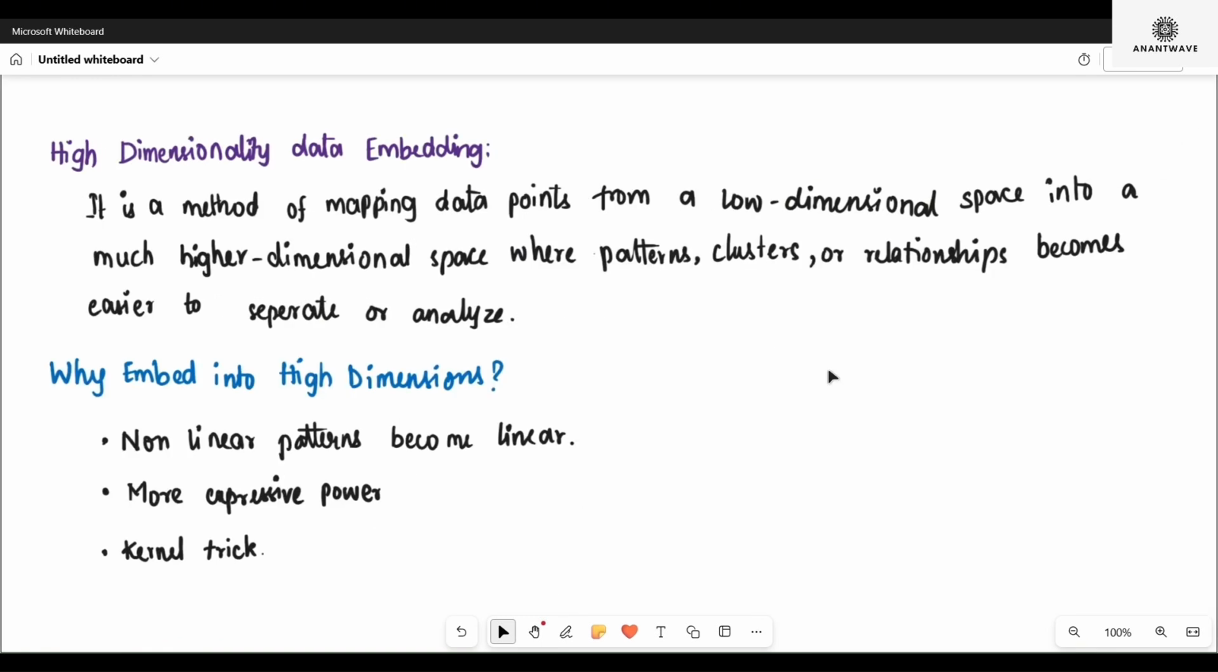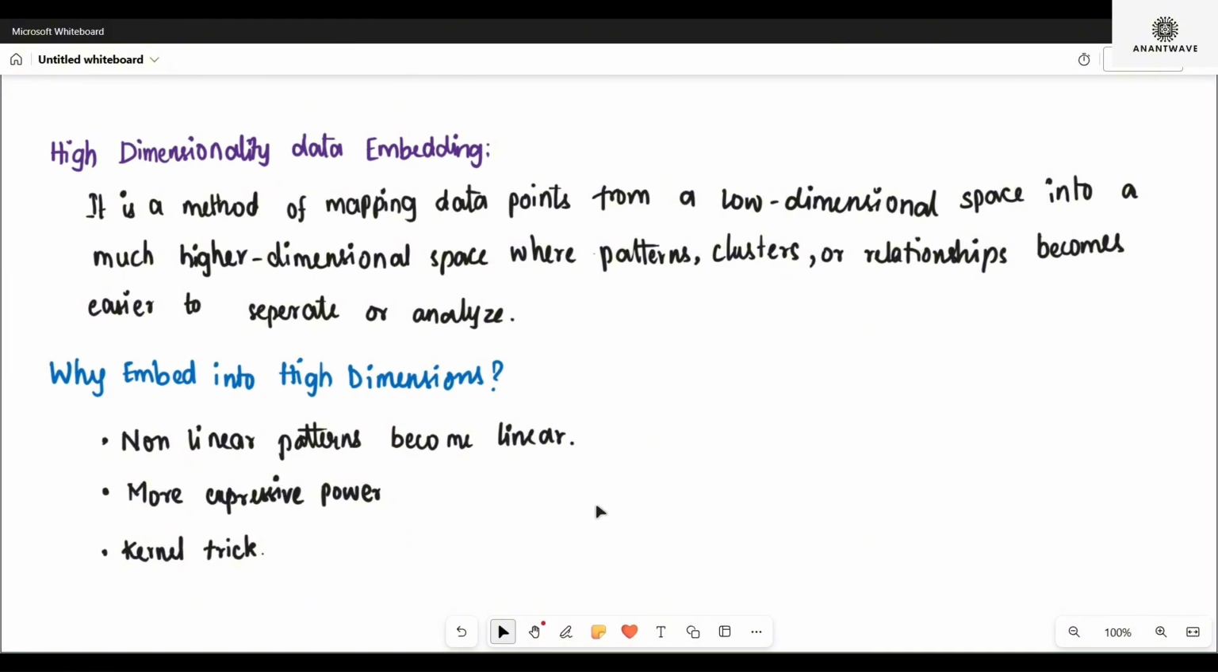Let's see high dimensionality data embedding. It is a method of mapping data points from a low dimensional space, such as 2D or 3D, into a much higher dimensional space, where patterns, clusters, or relationships become easier to separate or analyze. Why are we embedding into high dimensions? Nonlinear patterns become linear. In low dimensional spaces, some datasets are tangled and impossible to separate with a straight line or hyperplane. But when lifted into higher dimensional space, simple classifiers like SVM can cleanly separate them.